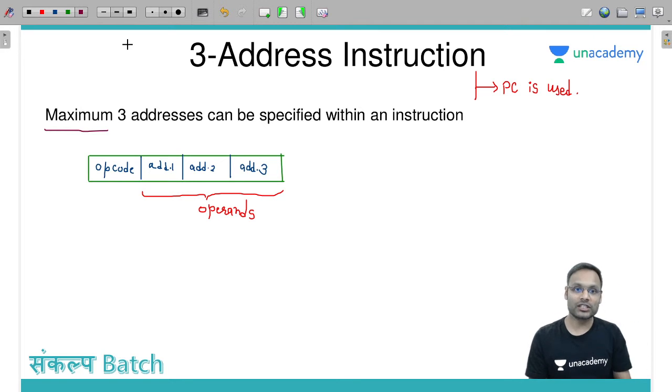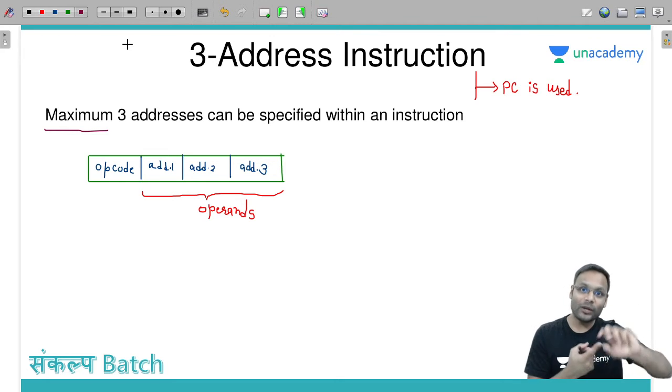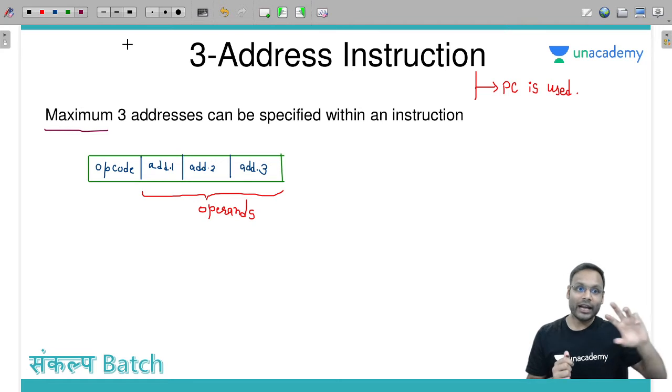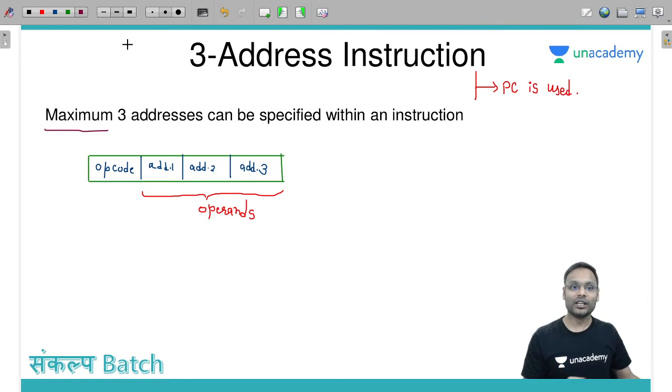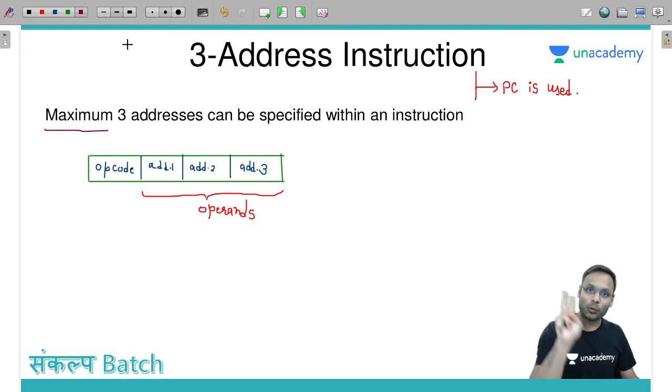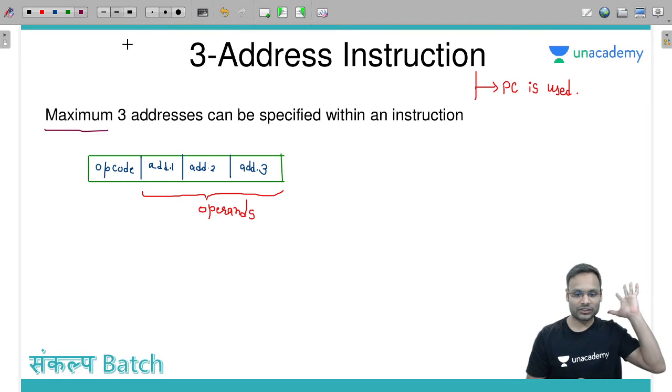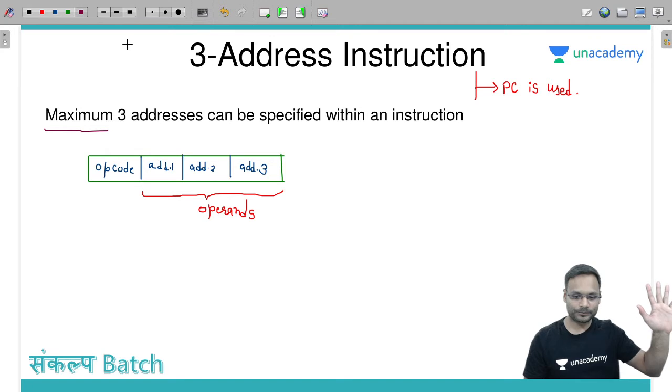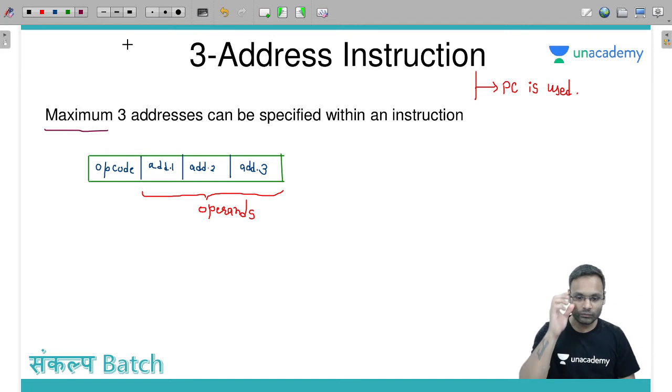Zero? Yes. Means if we have a computer system which implements 3 address instructions, then that computer system can have instructions with only 2 addresses apart from opcode, or maybe only 1 address, or maybe 0 address, no address apart from opcode. मतलब 0 address, 1 address, 2 address instructions, तीनों के तीनों possible हैं along with 3 address instructions. All are available. Okay, fine.